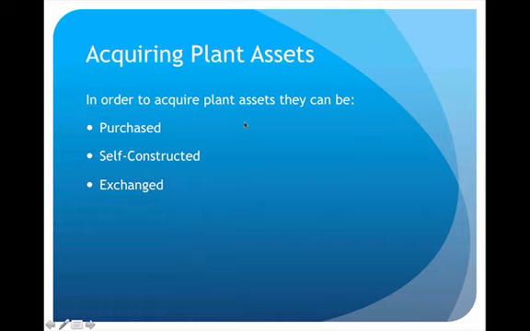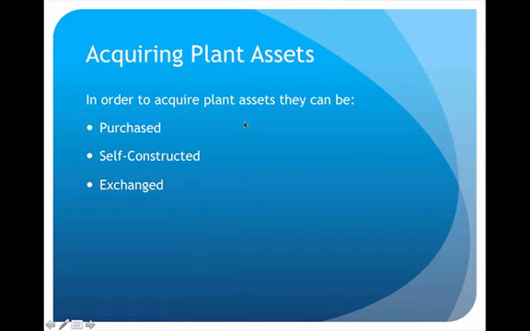But what we're going to talk about in this particular lecture are all the different ways that we can actually acquire those assets. And as a result, the different accounting mechanisms and different rules that we're going to have for those different situations. So if we're going to acquire a plant asset, there are essentially three different possible ways to do so.